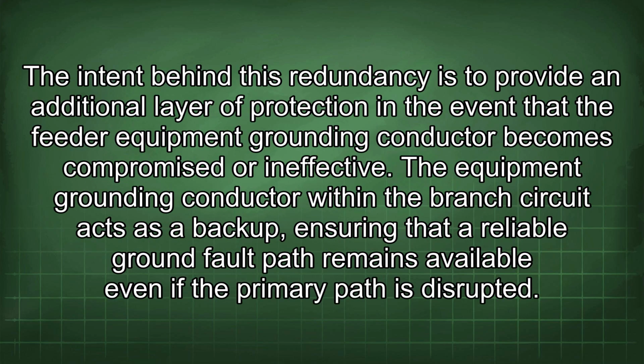The intent behind this redundancy is to provide an additional layer of protection in the event that the feeder equipment grounding conductor becomes compromised or ineffective. The equipment grounding conductor within the branch circuit acts as a backup, ensuring that a reliable ground fault path remains available even if the primary path is disrupted.